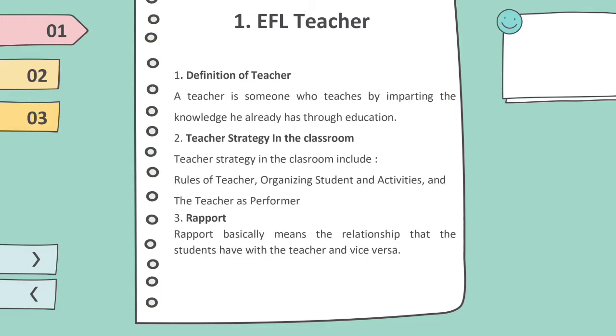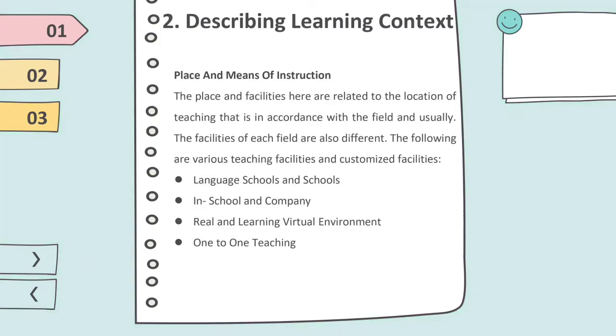So rapport basically means the relationship that the students have with the teacher and vice versa. Okay, next topic about describing learning context. Describing learning context includes place and means of instruction. The place and facility here are related to the location of teaching that is in accordance with the field, and usually the facilities of each field are also different.